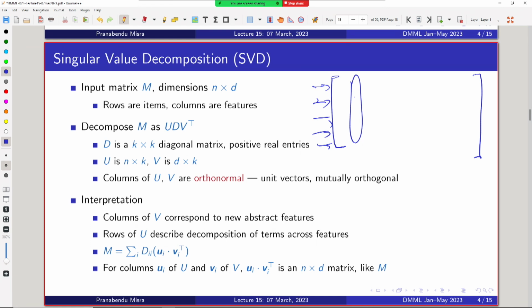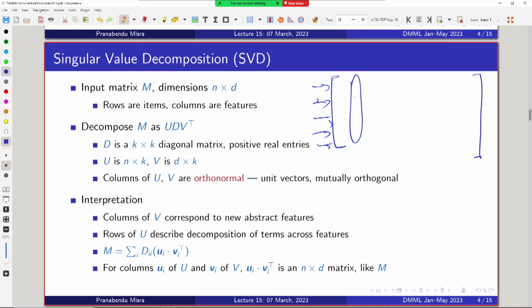So, the dimension of U is going to be n times k. Your original matrix was n times D. Now, this time it becomes n times k, and this k is essentially the rank of this matrix. So whatever you get in the decomposition, the size of these matrices will depend on the rank of this matrix, right.